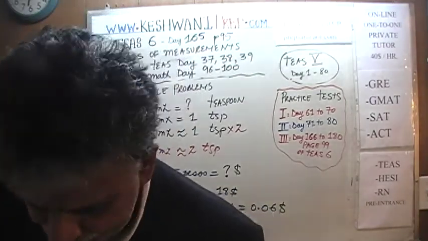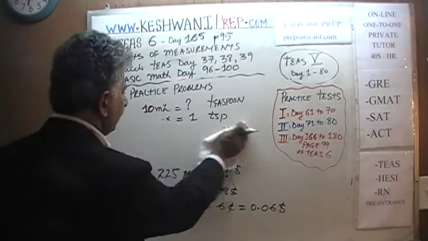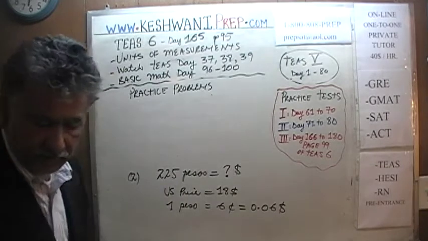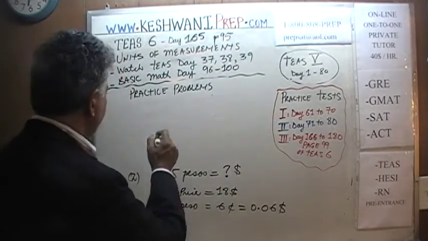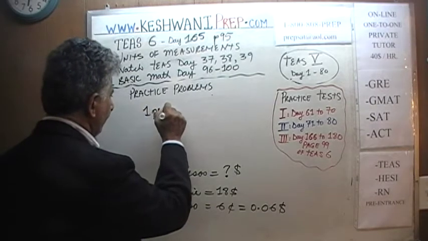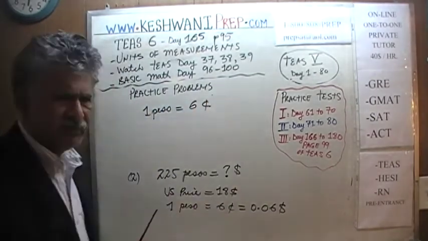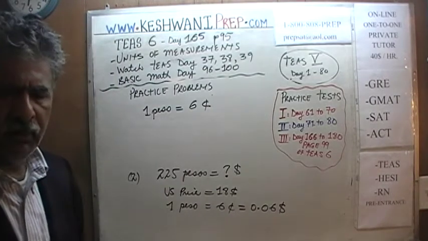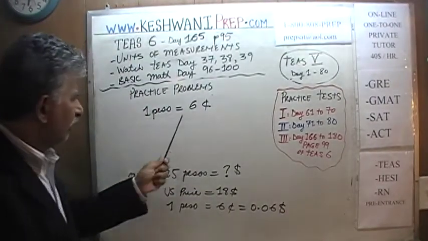How do we go about it? Well, let's do it on the top, shall we? So where do we start? Well, we start with what we are told here, the conversion factor, the exchange rate. We know that one peso is equal to 6 cents. Do everything in cents. Don't worry about decimals. Decimals get to be very annoying. Do the whole problem in cents, and then we'll convert it into dollars at the end. Okay? So 1 peso is equal to 6 cents.